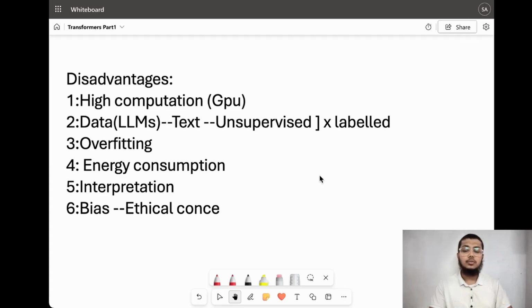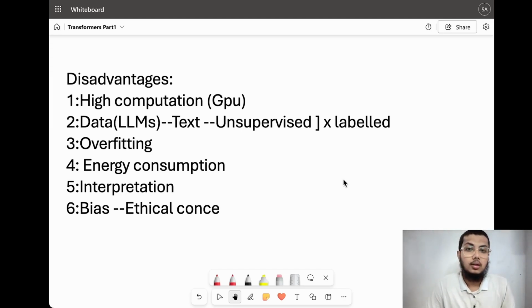So these are some of the major disadvantages which are holding back the transformer at present. But sure, the future is bright. Researchers are continuously working on fixing all these problems. In the future, we will see more powerful transformers.